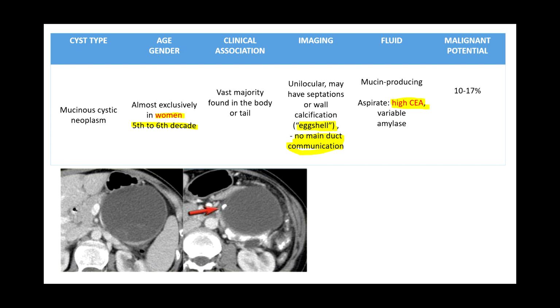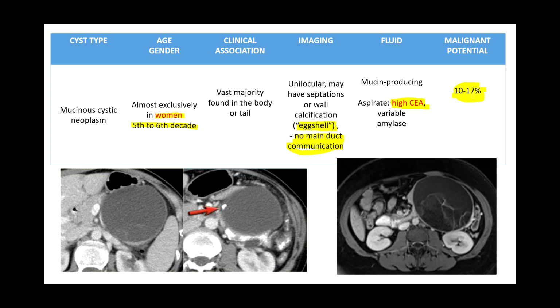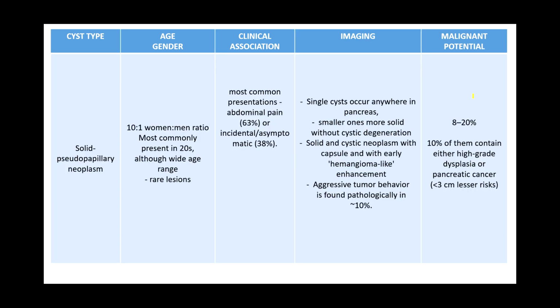And mucinous cystic neoplasm have a high malignant potential of around 10 to 20%. So if you have a mucinous cystic neoplasm, it becomes an indication for surgery. As I said, it could be a unilocular or they may have septation. So here you are seeing some septa in the cystic neoplasm there.